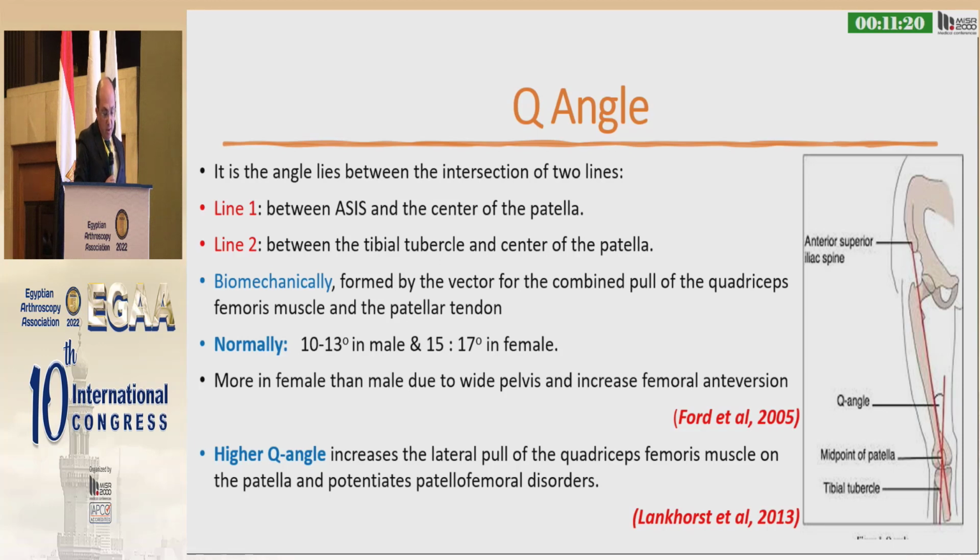Normally, it's about 10 to 30 degrees: 13 degrees in males and 15 to 17 degrees in females. It's wider in females due to the wide pelvis and increased femoral anteversion. A higher Q angle increases the lateral pull of the quadriceps femoris muscle on the patella, which potentiates patellofemoral disorder.